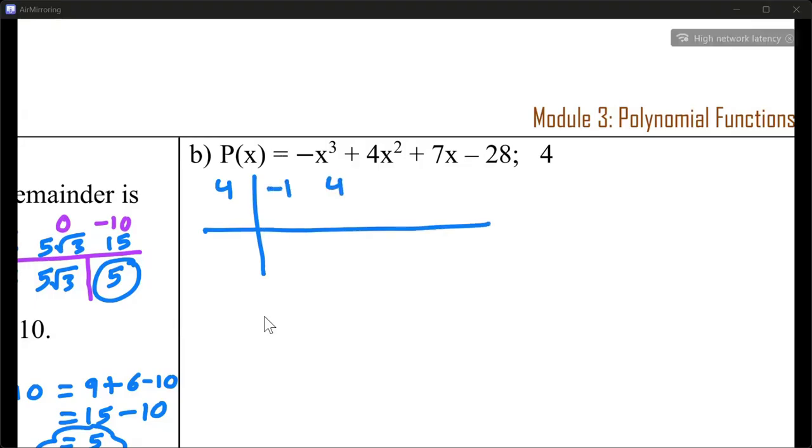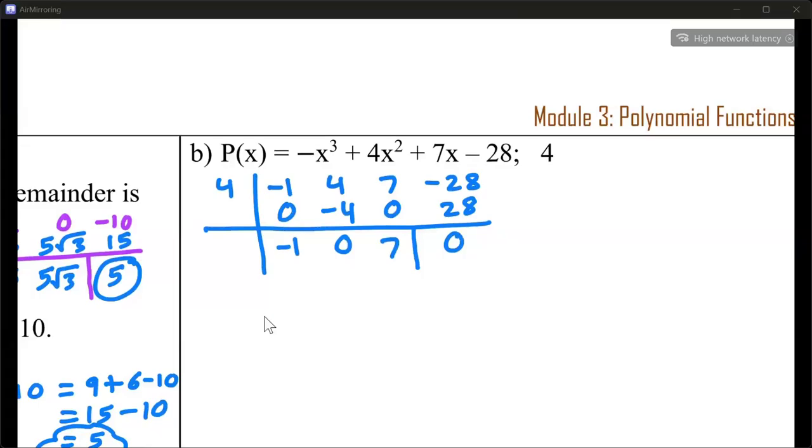Minus 1, 4, 7, minus 28. Down. 0 here. Minus 1 plus 0, minus 1. 4 times minus 1, minus 4. Sorry, I'm thinking ahead. When you add, you get 0. 4 times 0, 0. 7 plus 0, 7. 4 times 7, 28. Minus 28 plus 28, 0.